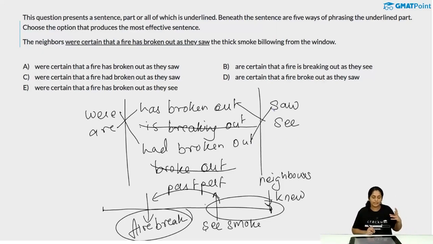There are two options essentially. You have "were certain a fire", this is incorrect. "Has broken out" is incorrect, because if they were certain, the fire should have already had broken out. So "had broken out" would have been the right format. Past tense and present perfect don't work together in that case. "Are certain a fire is breaking out", the continuous form does not make sense over here.